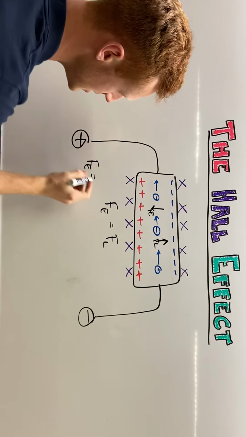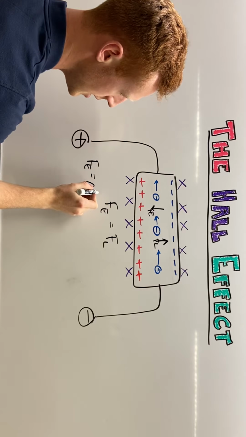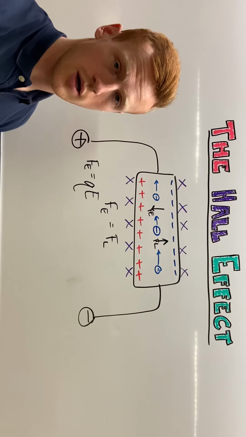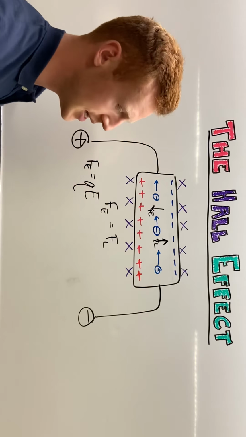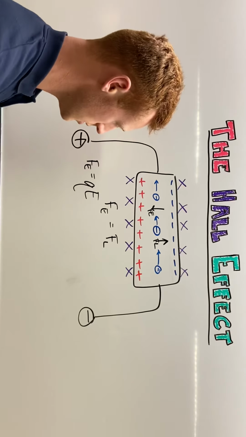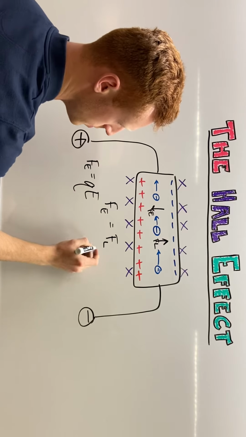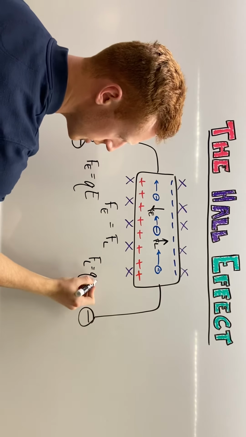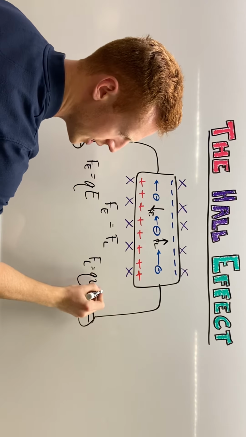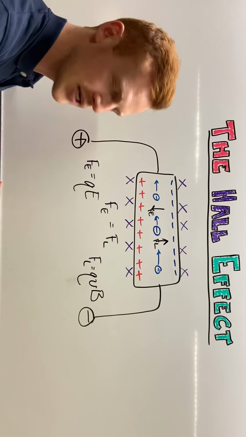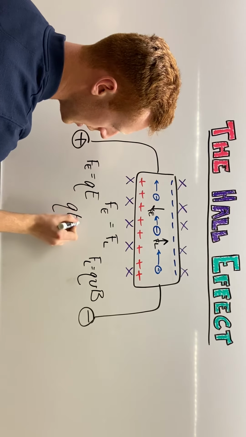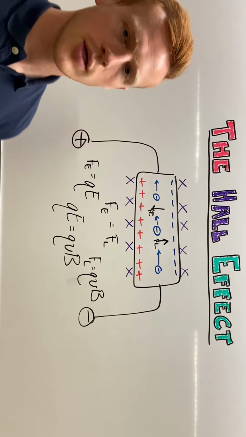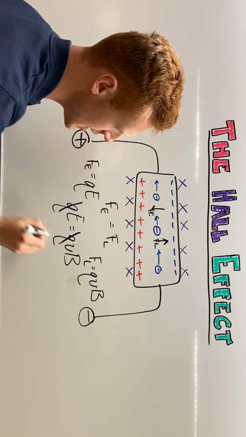Force of an electric field is equal to the charge of whatever we're talking about times the strength of the electric field. And that is going to be equal to the Lorentz force, where we have our charge, the velocity of our charge, and then the magnetic field strength. Let's put those equal to each other and we get QE equals QVB. What do you guys notice? Yeah, we got Q's on both sides. Let's get rid of them.